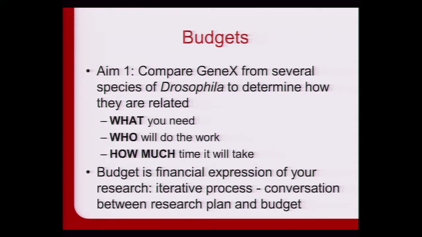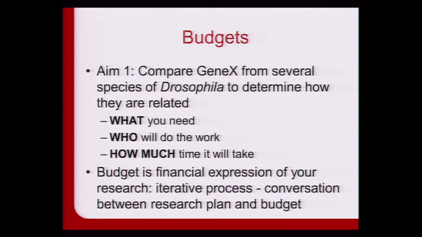So let's think about this. This is like a stupid aim, I know that: comparing gene X from several species of Drosophila to determine how they're related. Okay, yeah, it's totally fictional. But within aim 1, you've got a series of experiments, or a series of things that you need to do in order to answer the question, in order to get at the hypothesis, or whatever it is that you're doing.